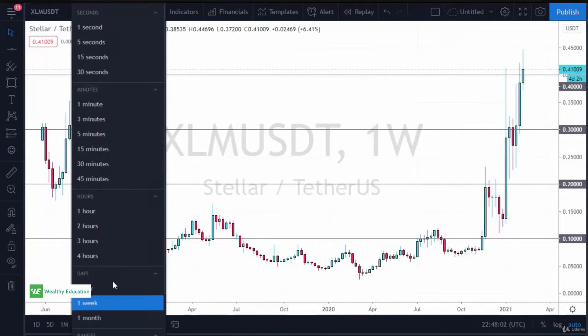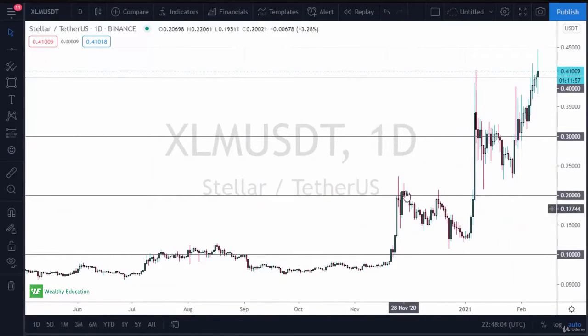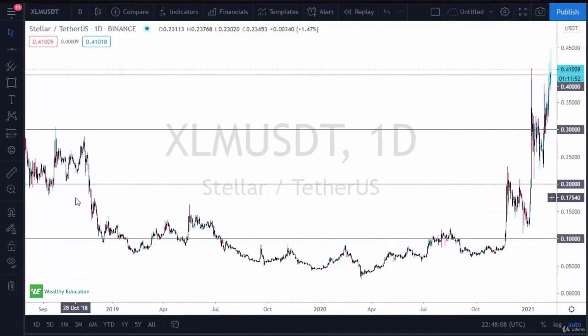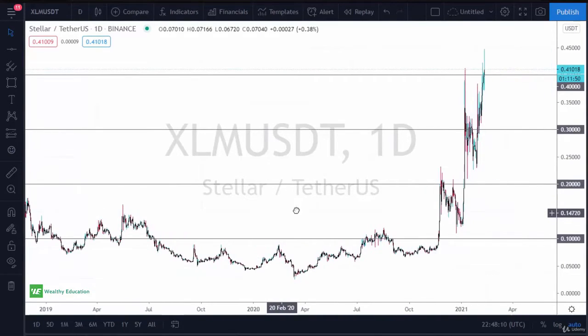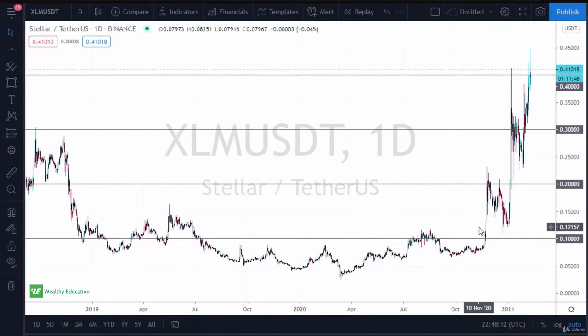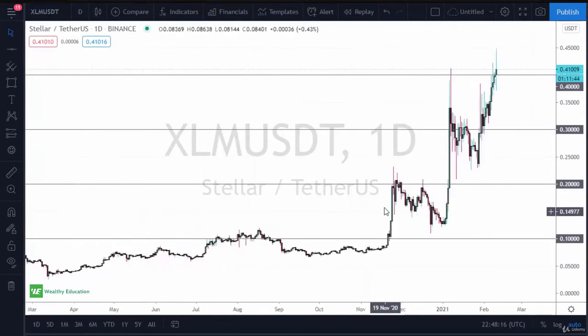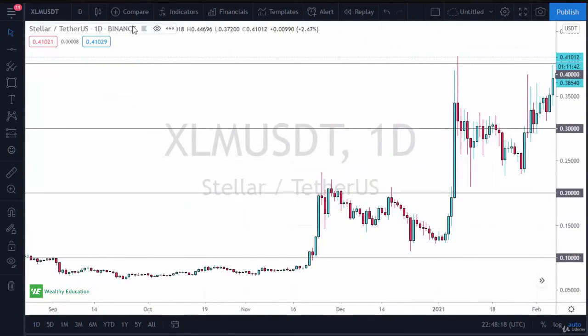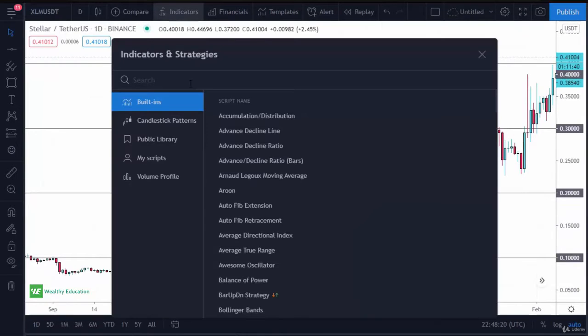Now let's go to the daily chart. Notice this stair-stepping pattern. Now remember, 20 cents was an area of previous support. So when we did break out, it makes sense that that would have been the initial target. Now let's see if we can find the setup. Let's go ahead and put volume on.